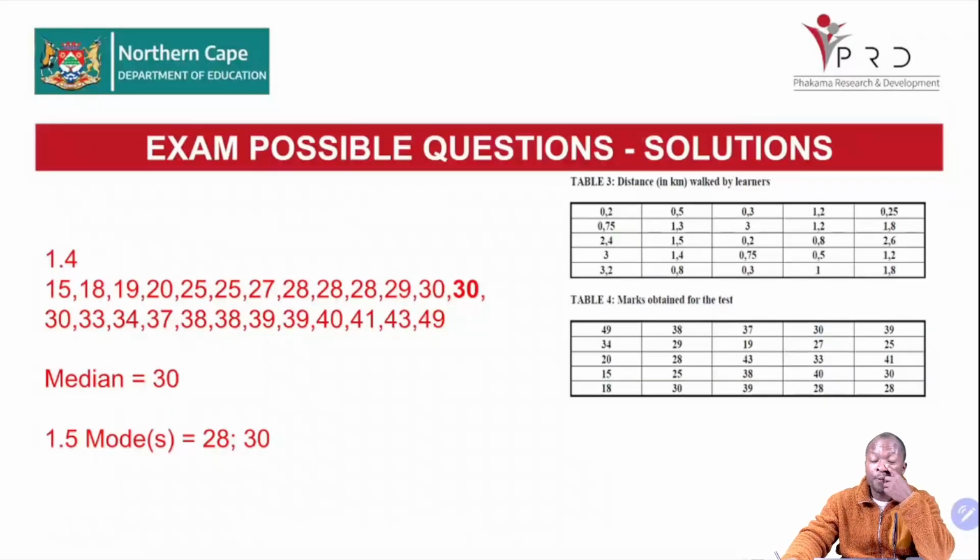So now we are looking for median. Remember what I said again, median is the middle after arranging. So after arranging, we are finding that this is our middle number, which is what? 30.